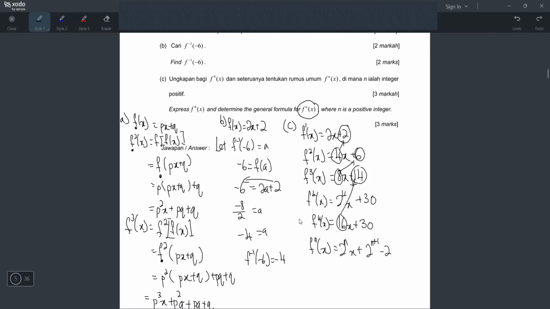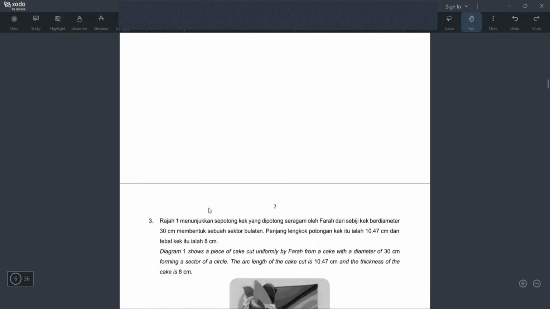Okay. So I will just put dot, dot, dot here. So this is your first answer, this is your second answer, right? Because they ask you to express f power 4 and determine the formula. So we have 2 answers here, right? Okay, hope you understand. Let's continue.